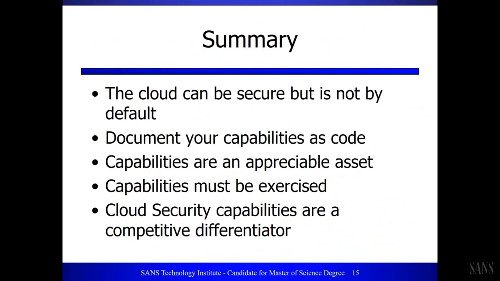So to summarize, the cloud can be secure, but it is not by default. Intellectual property has a shelf life, but capabilities are an appreciable asset. Document your security capabilities as code and use version control as you refine them.